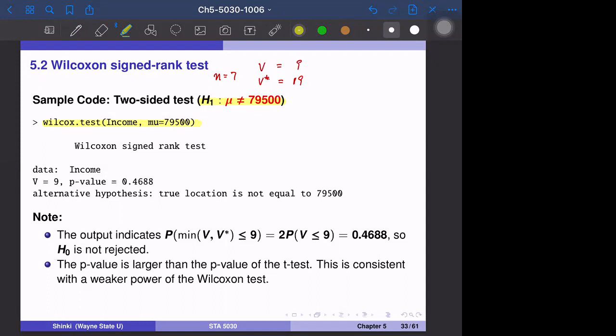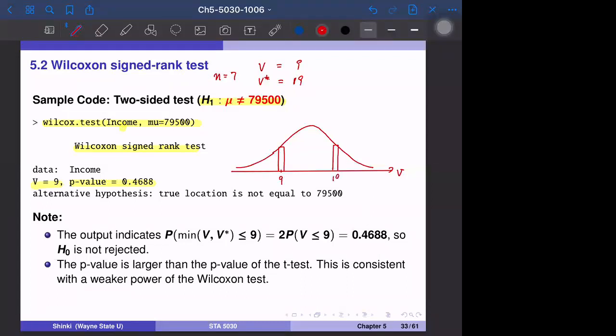So, the Wilcoxon signed rank test. We get V automatically. Income includes the 7 incomes of math PhDs, and we get a p-value equal to 0.4688. So the distribution of V is discrete, but it takes time to write down, so just conceptually we draw a curve. Then V equal to 9 is here.